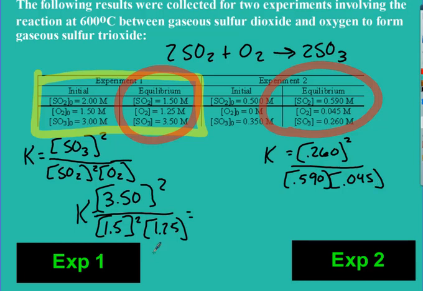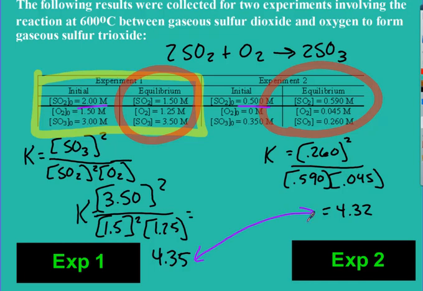So for experiment 1, you should have gotten 4.35. And for experiment 2, you should have gotten 4.32. So what do you notice about the K values in experiment 1 and 2? They're not exactly the same, but they're really close to being the same. Because this is experimental data, the numbers are slightly off, but they're the same because equilibrium constants do not change unless we change the temperature. So it doesn't matter that we started with completely different numbers. When we reached equilibrium, our equilibrium constants were the same.